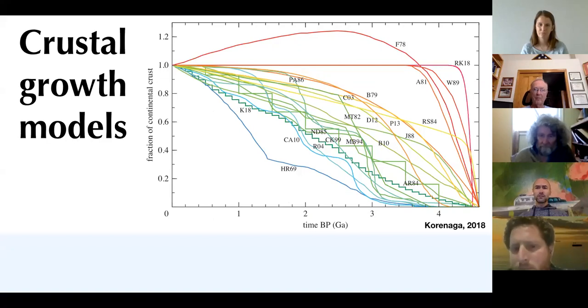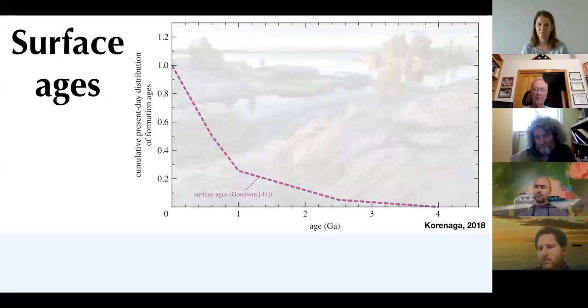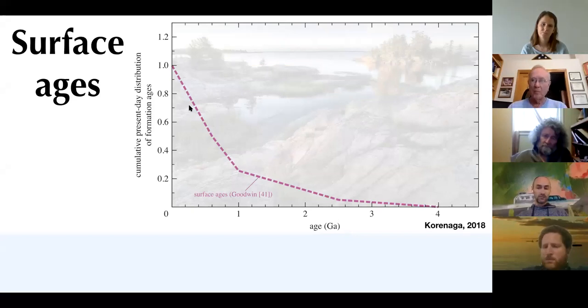There's lots of different crustal growth patterns, different magnitudes, and one of the things that was really useful with this 2018 paper that June did was he broke these up into different types of models. And so starting out, we've got surface ages. So these are the estimate of ages of rocks that are currently exposed at the surface. So we know that this line by Goodwin forms the absolute minimum of crustal growth because that is the proportion of rocks of different ages that are currently present on the Earth's surface.